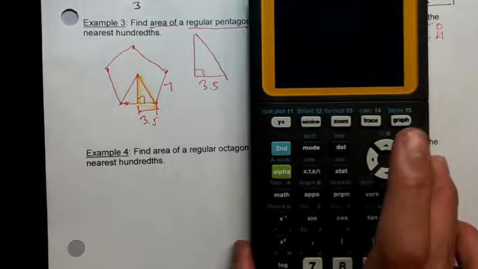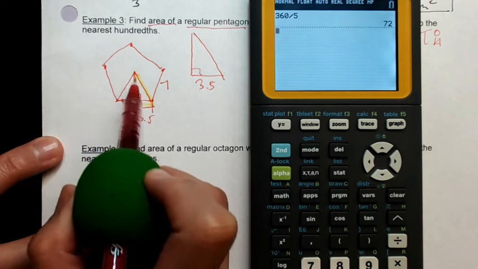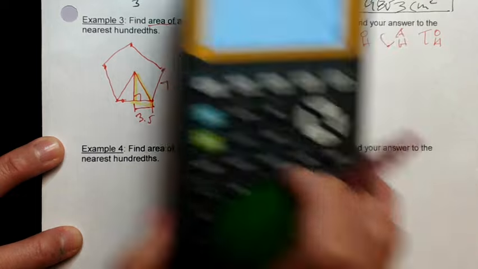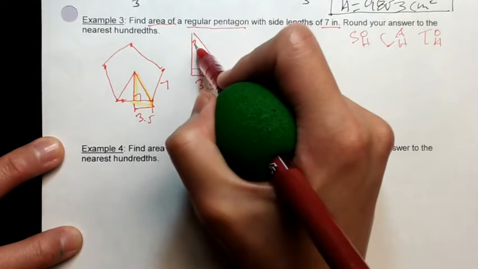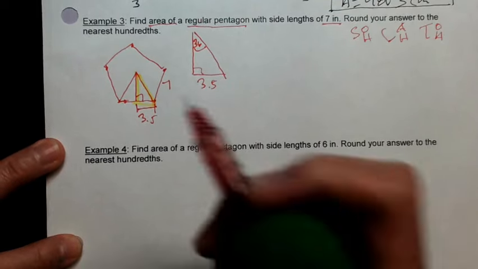Okay, everybody on your calculator, type in 360. How many central angles do you think I would have in a pentagon? 5 sides, right? So we know it's 72 for this whole thing. But if I want half of it, divide that by 2, it's going to be 36. So what I am looking for is my apothem.